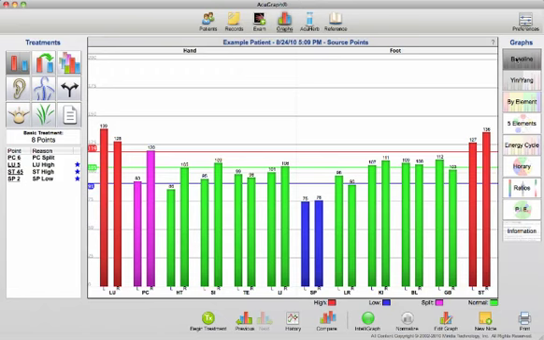So we have all of these different graph types and all of these ways to look at the data to help you get the most from the AcuGraph exam, and more importantly, to help your patient get the most from it so they understand what it is you're doing and why you're doing it, and they really get on board with the treatment plan.